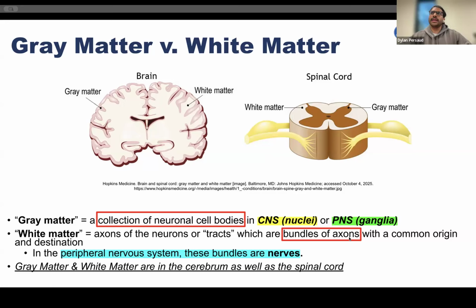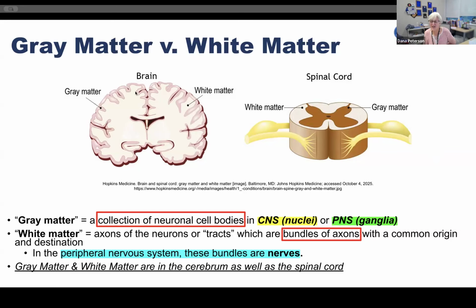Okay, and in the peripheral nervous system, these bundles are actually called nerves. So the nerves that innervate your skin and your muscles, those are white matter. That's considered white matter. And the gray matter and the white matter are in the cerebrum as well as the spinal cord, as we have in these pictures up here.